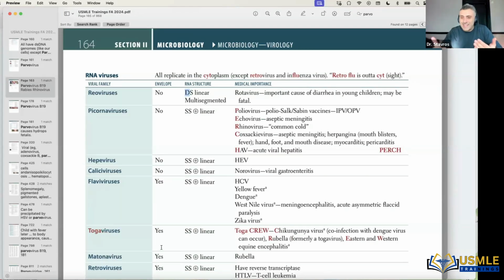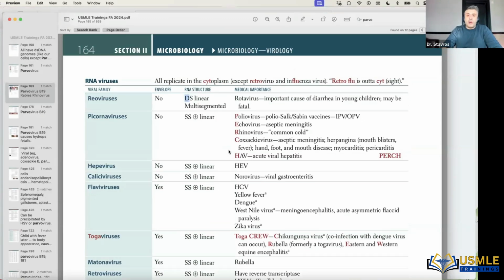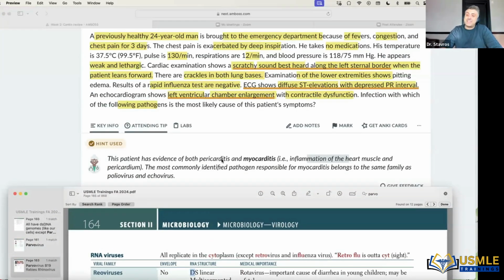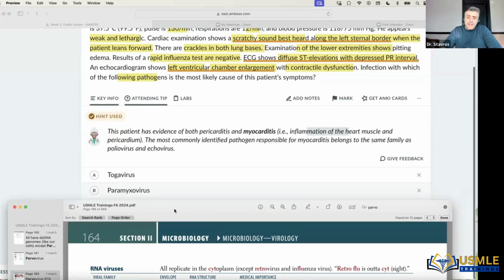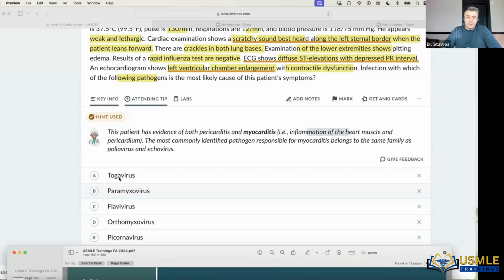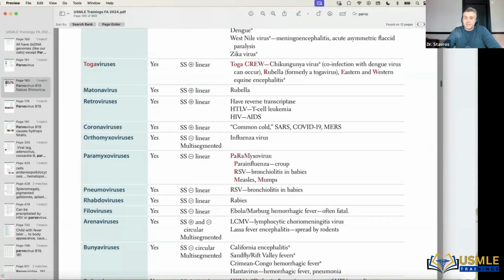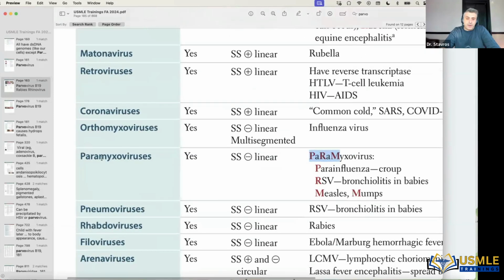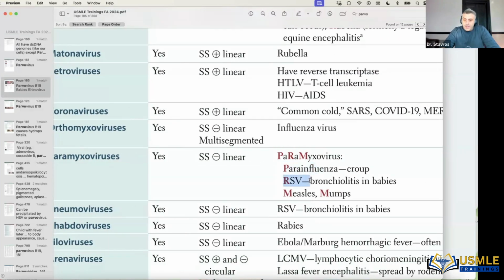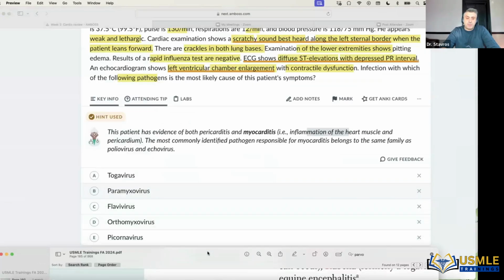If you don't do something like this, you get in trouble to a point where you know it's myocarditis, pericarditis, and then you're like, uh-oh, what could the answer be? Well, the answer would be it's not toga. Paramyxo is this. Follow the little mnemonics, by the way. I know a lot of you don't like the mnemonics in First Aid, but you have to use them to your advantage. Paramyxo, here, P-R-M. Parainfluenza, RSV, measles, and mumps. So it's not any of those. The answer would be picornavirus.